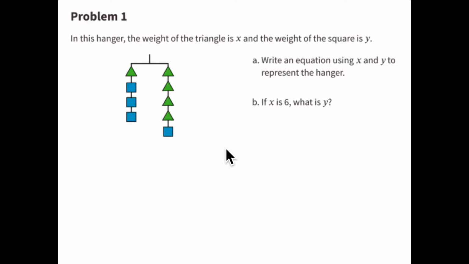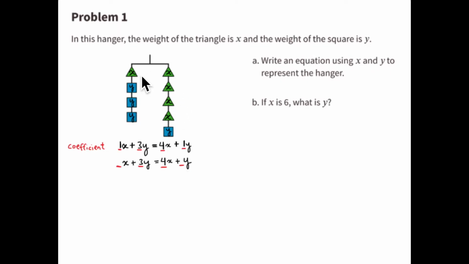In problem number 1, you're given this hanger, and each triangle is an x, and each square is a y. And you're asked to write an equation for the hanger and solve for the value of a square, or the value of y, given that each triangle is equal to 6 units. So each triangle is an x and each square is a y.